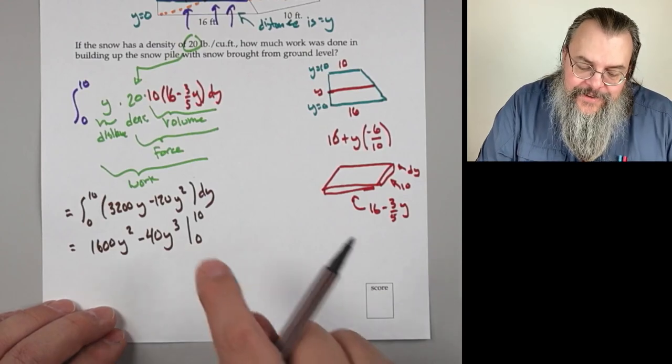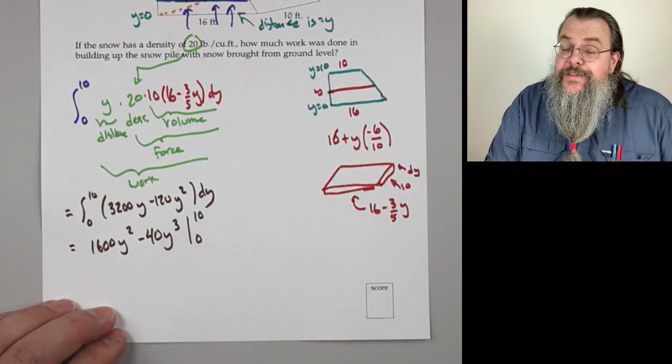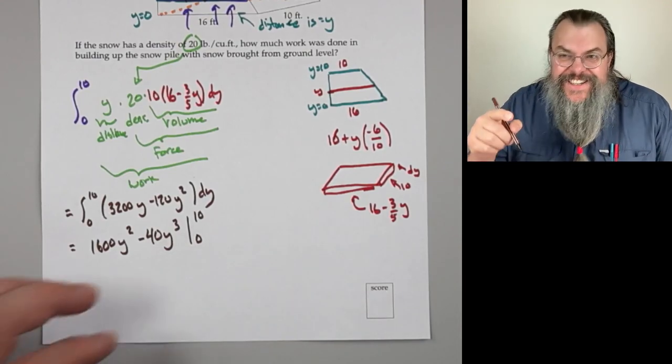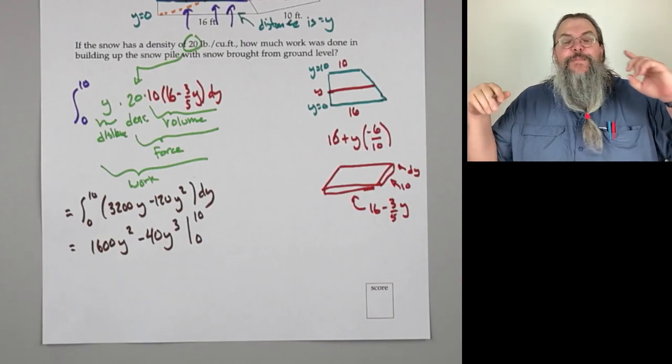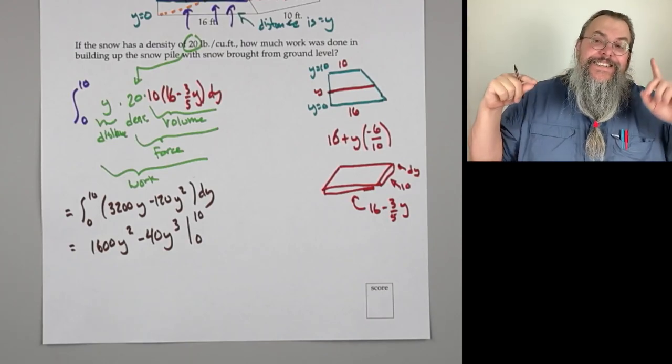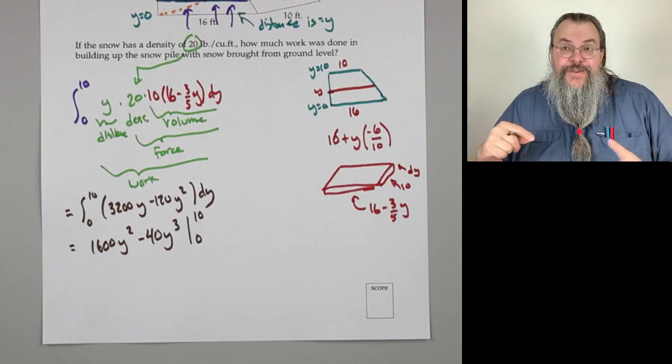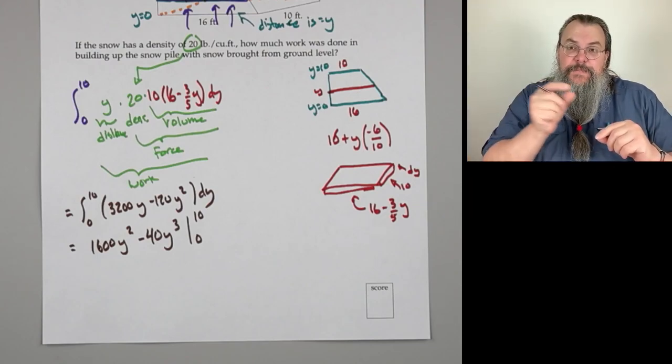All right, now the good news is plugging in 0 is easy. And the even better news is plugging in 10 is also easy. What you do is you just keep adding zeros.